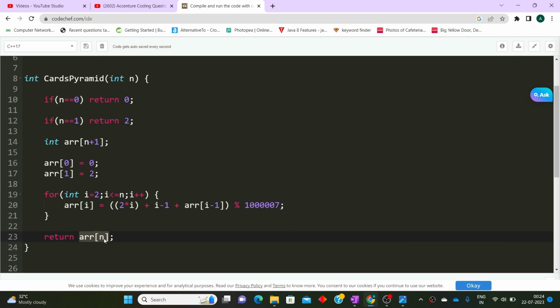Now see, we are returning arr of n here. So for finding, see, 0th level is there and we have to find the nth level also. But if we define the array of size n only, then the last index will be n minus 1. So in that case, we will only be able to store the values till the n minus 1th level. But currently we want the total number of cards at the nth level. Therefore, we have defined an array as n plus 1. So I hope now this thing is clear to you, why we have taken n plus 1 as the array.